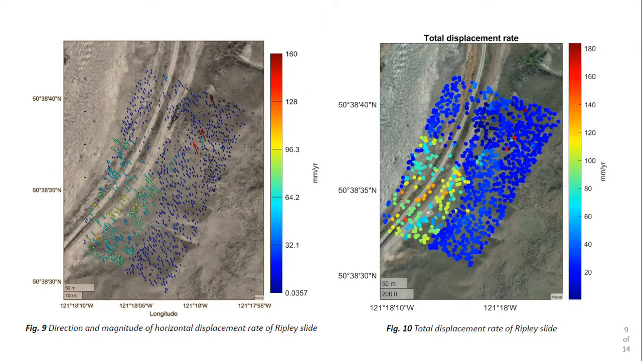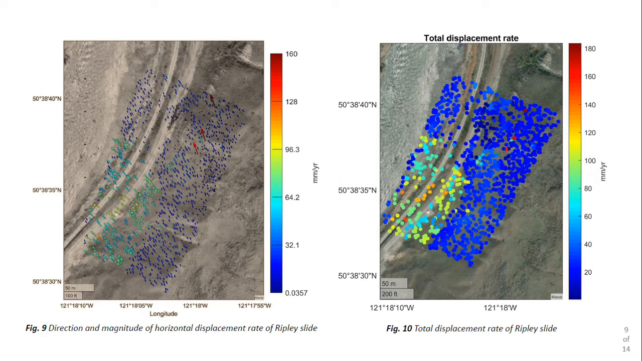On the left you see the vectors of horizontal displacement and the magnitudes are color-coded. This figure clearly shows the boundary of Ripley's most active part. The results show that the Ripley has been moving with an average rate of 50 to 110 mm per year toward the Thompson River in years 2016 to 2021. These observations are somewhat aligned with our knowledge of this site. Previous studies have reported horizontal displacements up to 120 to 130 mm per year as well.